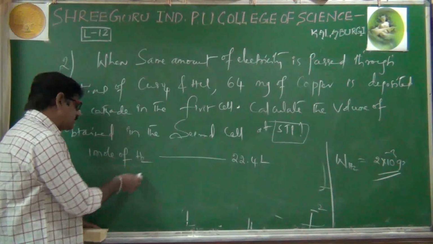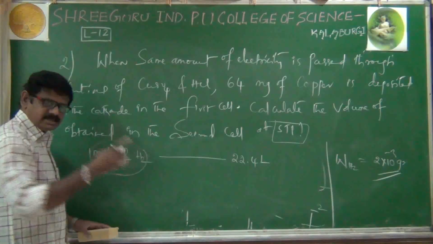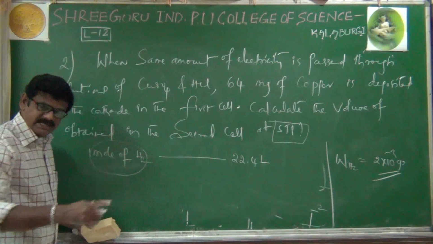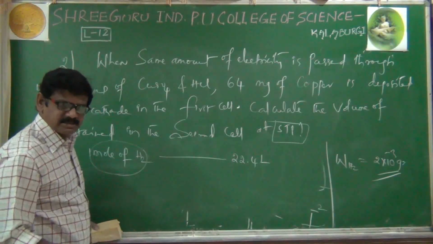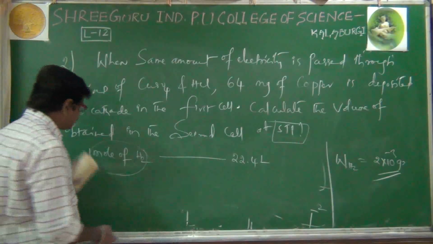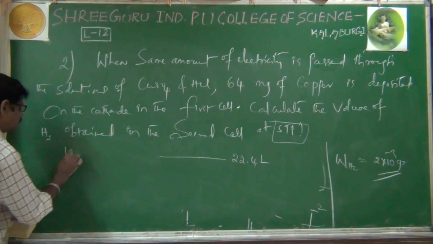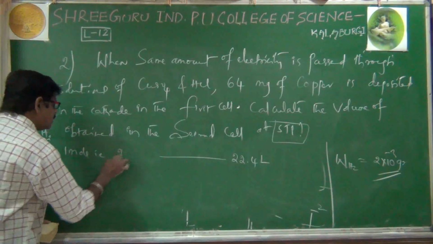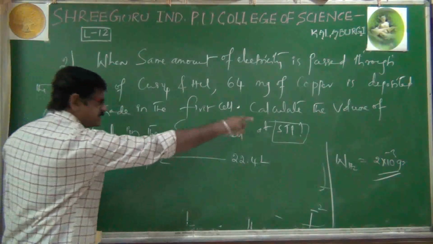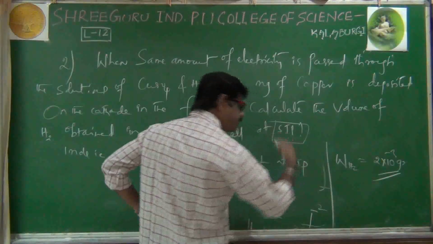1 mole hydrogen gas means, what is its mass? 1 mole of H2 mass is nothing but its molecular mass. Hydrogen molecular mass is already known to you, 2 grams. Therefore we will write like this: 2 grams, that is 1 mole, of hydrogen occupies 22.4 liters at STP, of course.